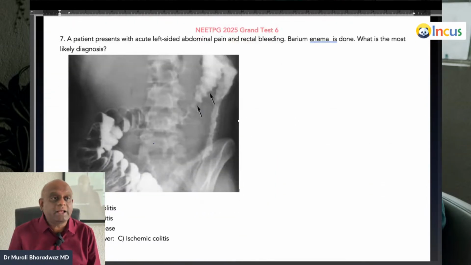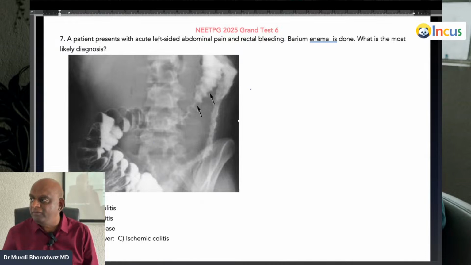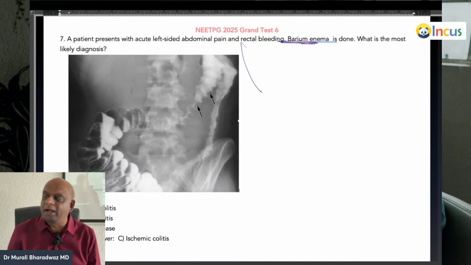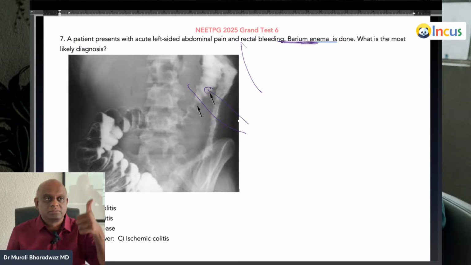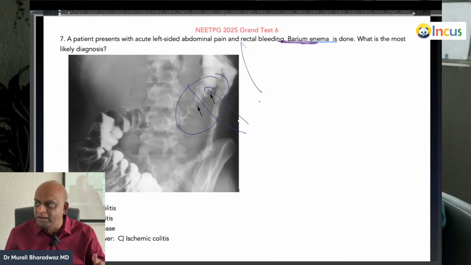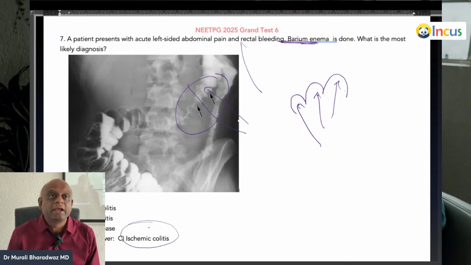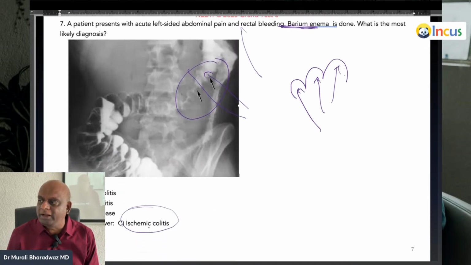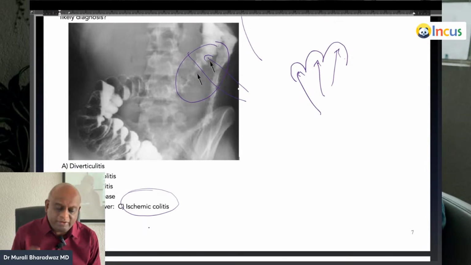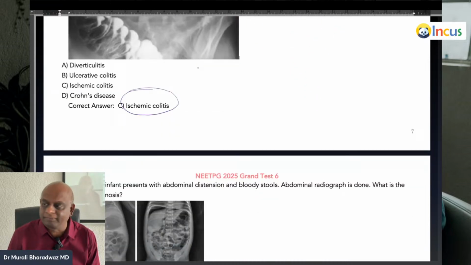Now, doctor, a patient has an acute left-sided abdominal pain with rectal bleeding. Barium enema is done. So what is this called as? Fingerprinting. Can you see the bowel edema? Because of the bowel edema, it looks like fingerprint sign, which is typically seen in the case of ischemic colitis, where the bowel has got a wall edema. Because of that, can you see thumb printing sign.